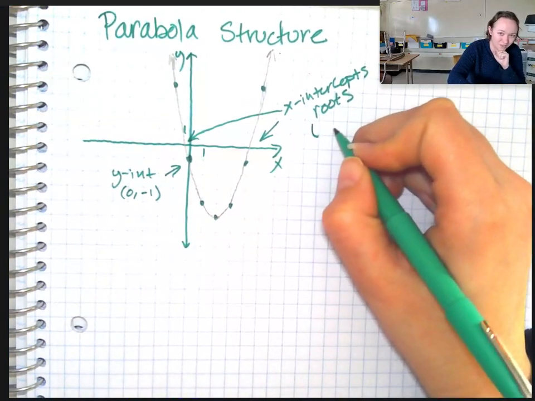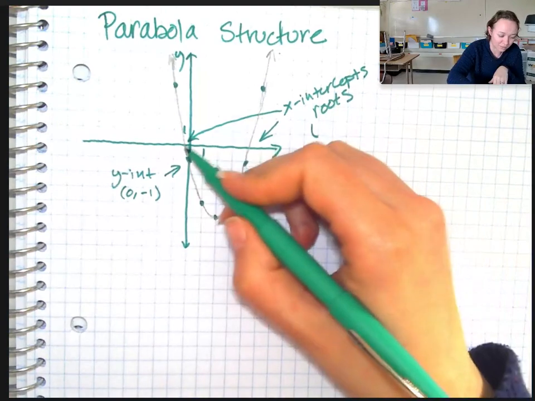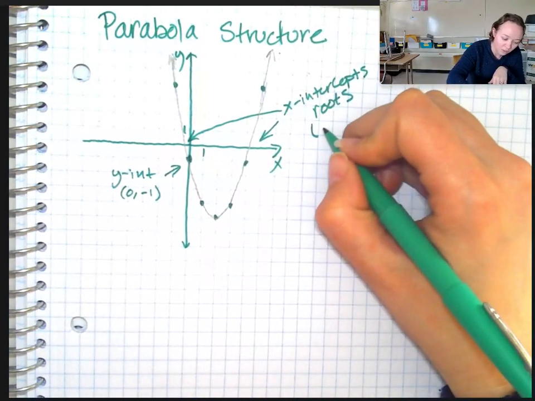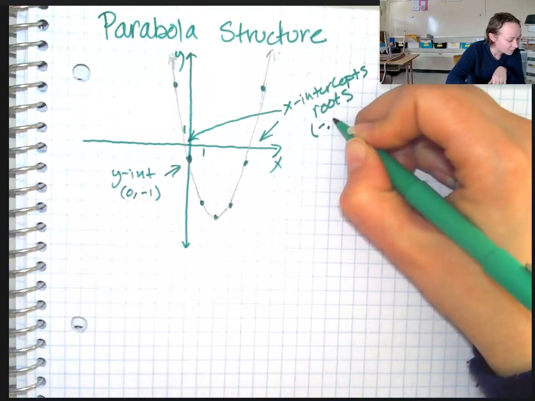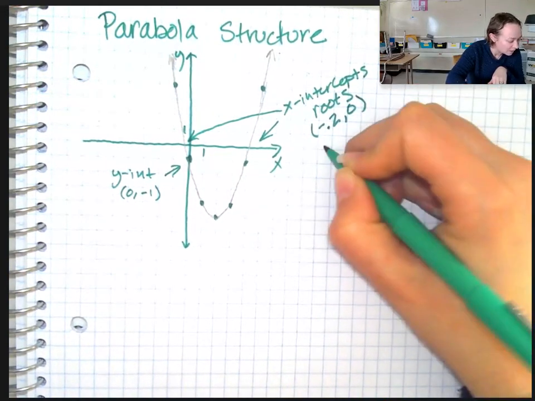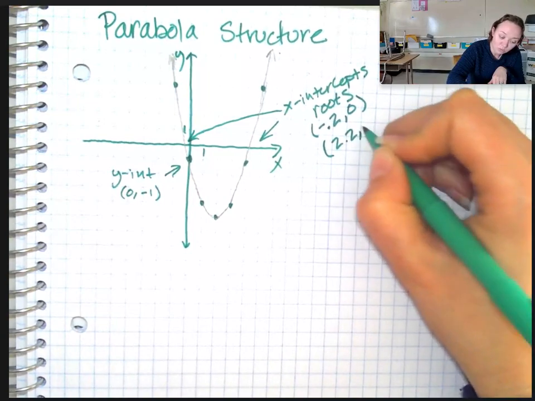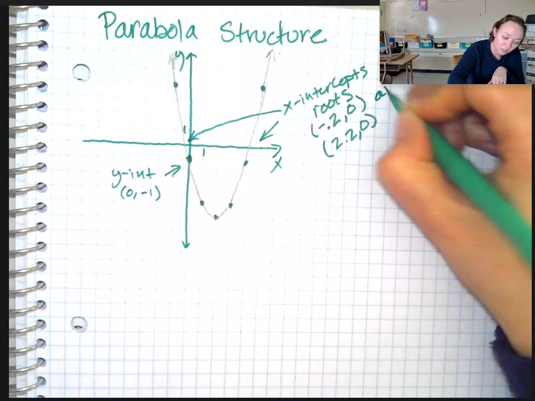In this case, they're not exact, right? Like they don't fall on lattice points, so we're just going to have to estimate them for now. You'll learn more precise methods later. So -0.20 and maybe 2.20-ish. These are approximate.